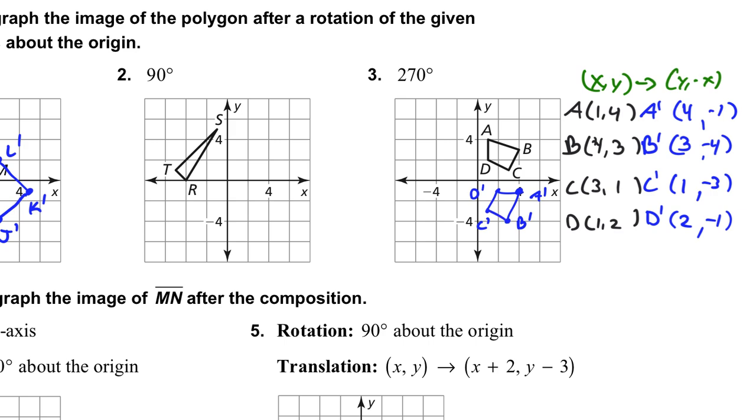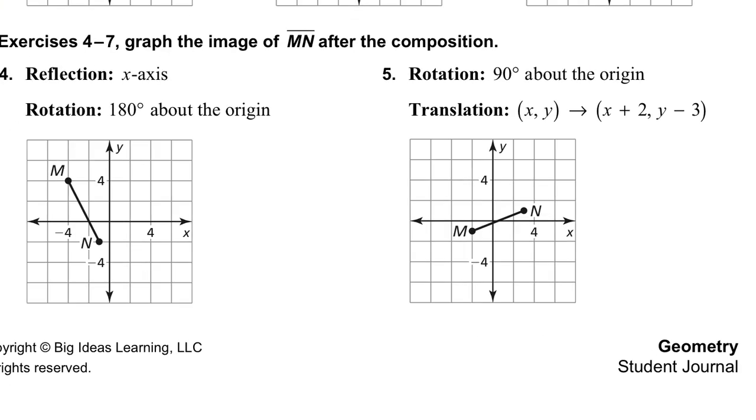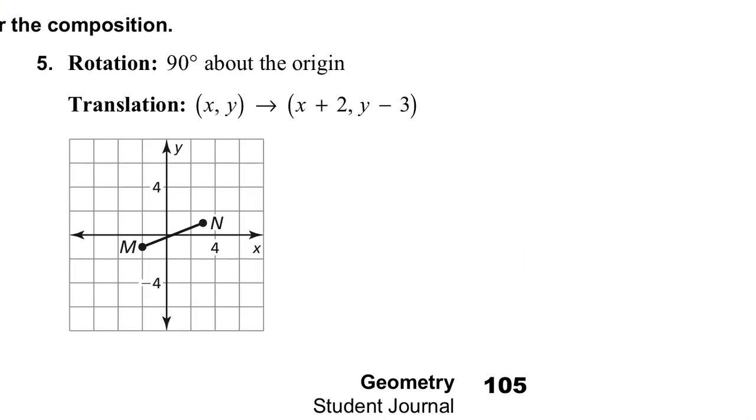All right, let's see what we have next. Composition. Let's just do one of these. Let's just do number 5. We're going to do the rotation first and the translation second. Again, I'm going to find what M and N are. So here's M and here's N. So M is negative 1. No, not negative 1.